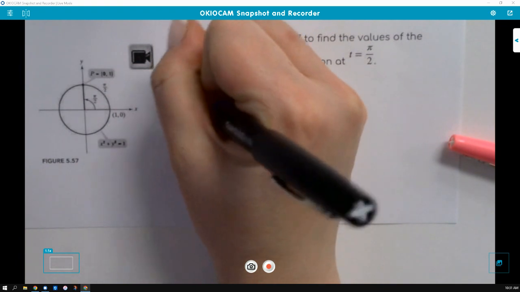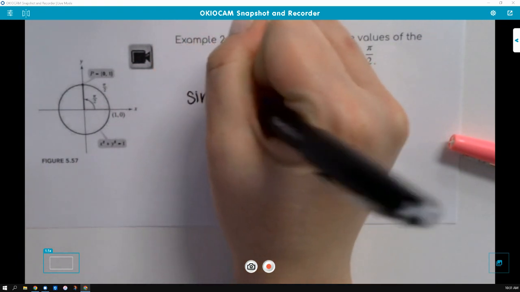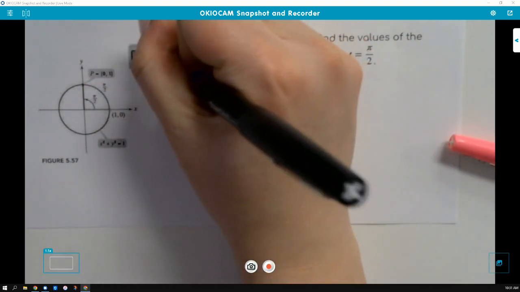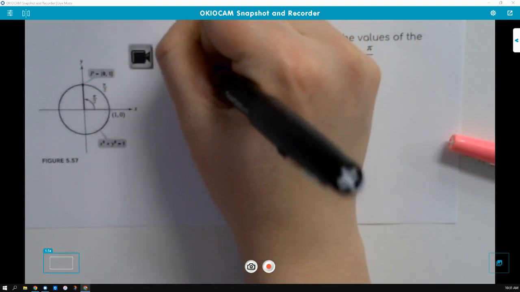So sine of t. My point is just 0, 1. So x equals 0, y equals 1.